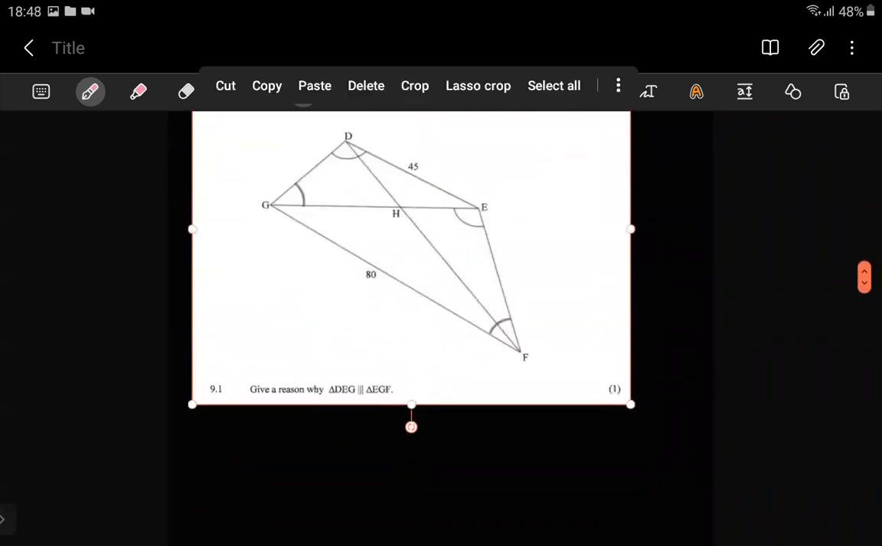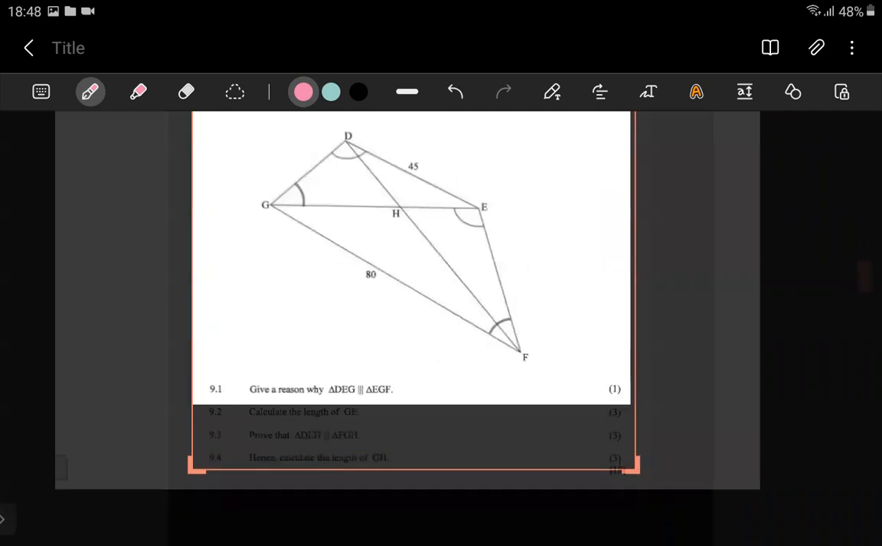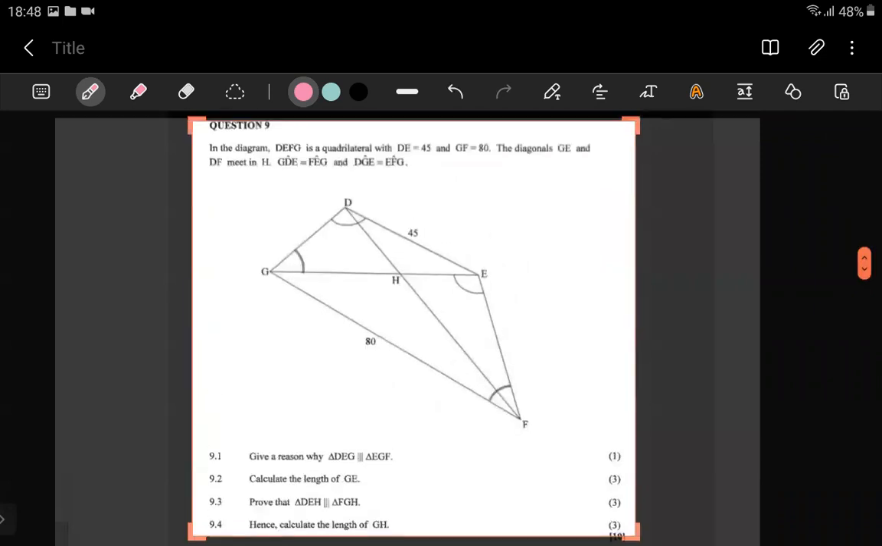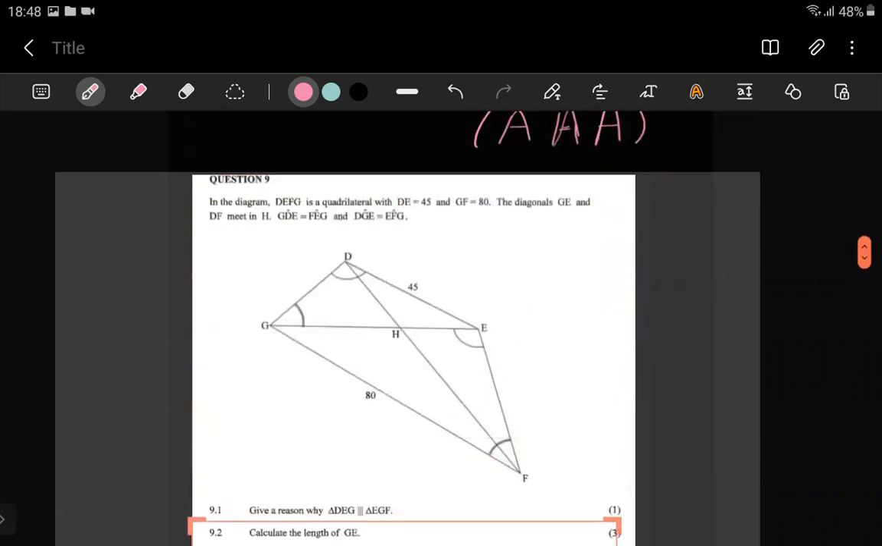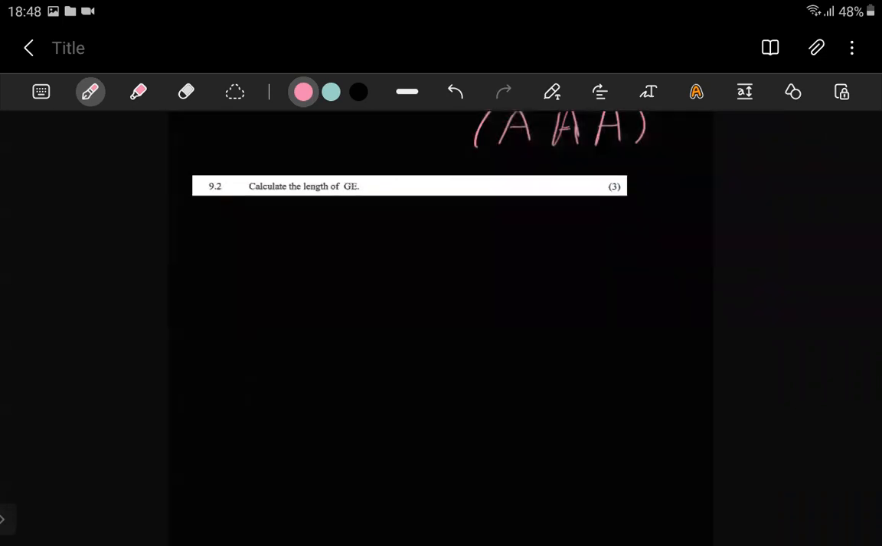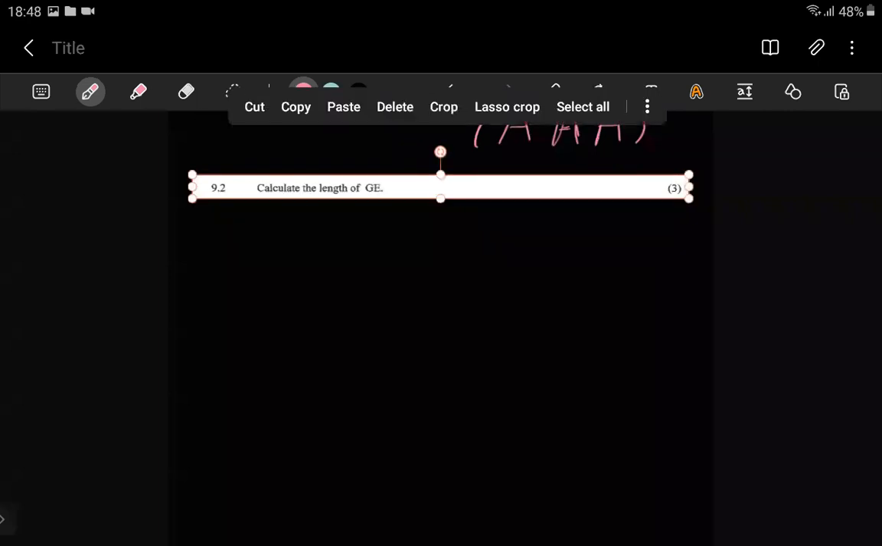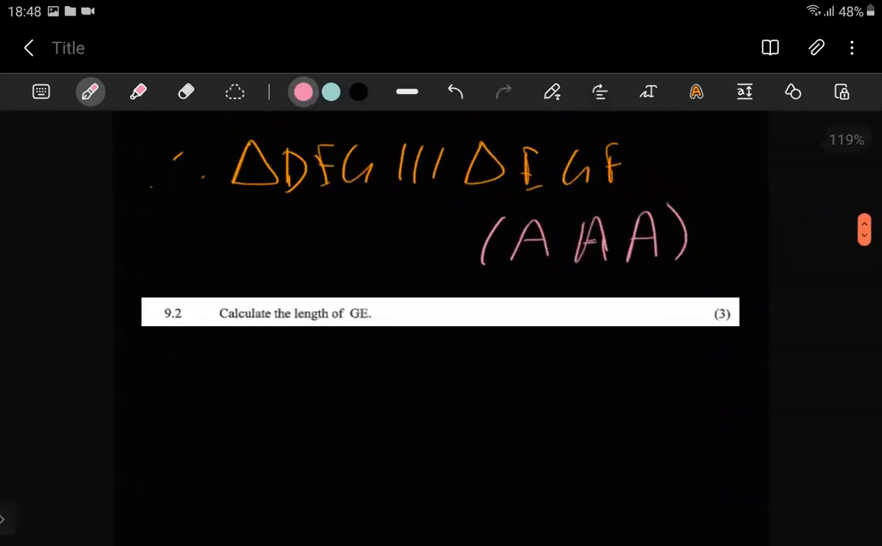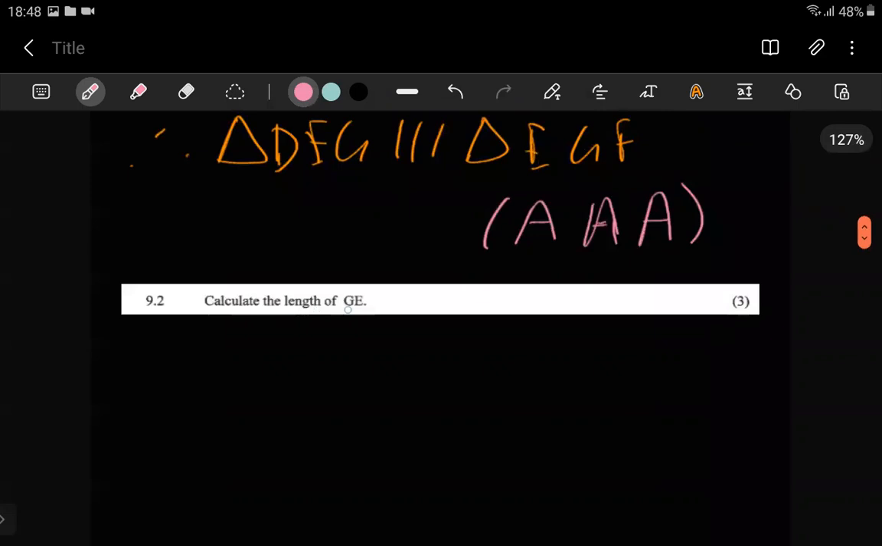So the other 9 marks in this question is definitely a situation where we're going to have to make use of what we have gotten from 9.1. Because with 9.1, what we basically got there is similarity, triangles being similar to each other. So it says here, calculate the length of GE.